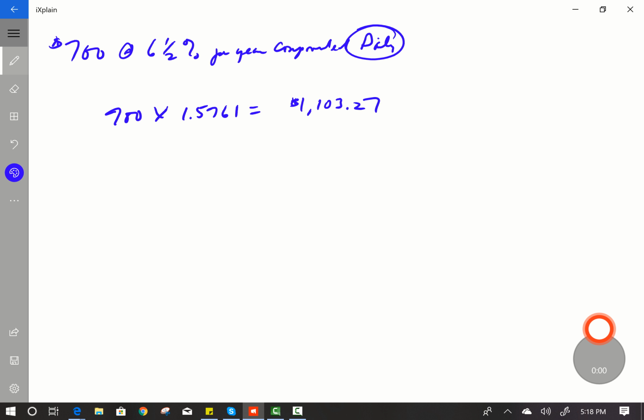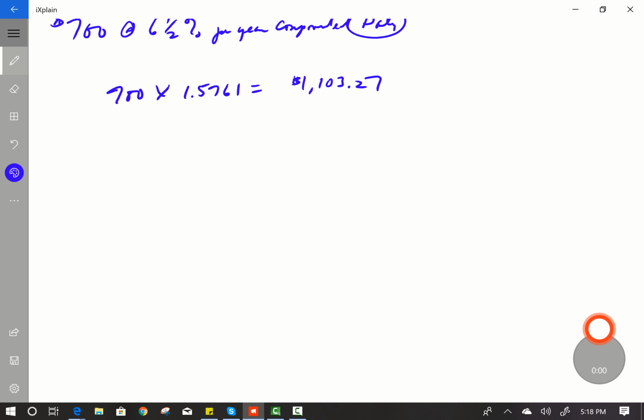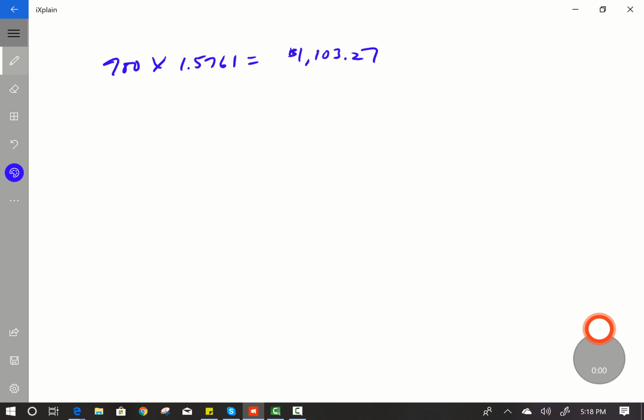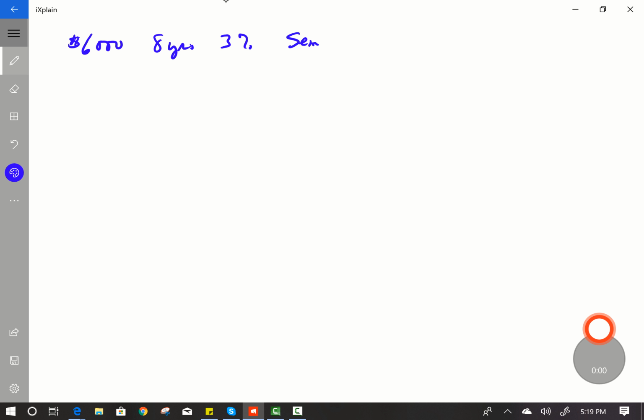Okay, now this next problem says complete the following using the present value table or the present value table in the Business Math Handbook, either one. The amount that we desire at the end of the period is $6,000. This is for 8 years, and it's at 3%, and it's compounded semi-annually.